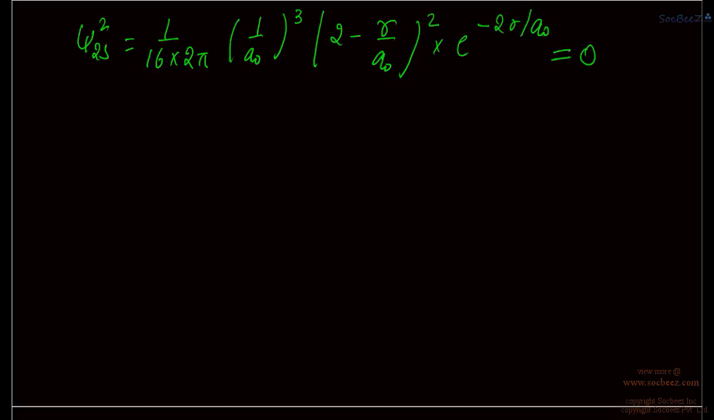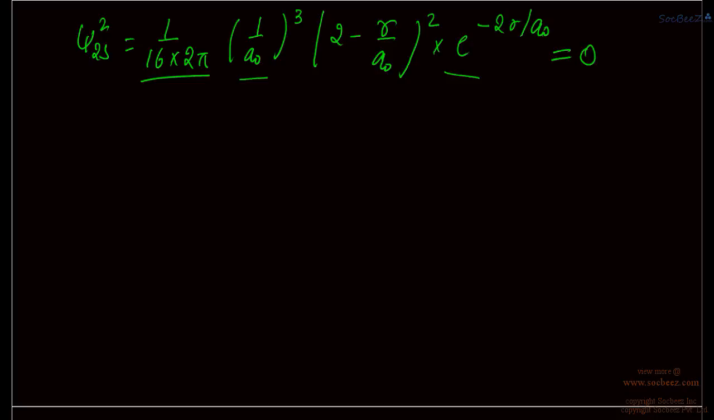Okay. This quantity should be 0 so that the electron is at the radial node, or the position that we are considering is the radial node. So there should not be any electron. Psi square 2s should be equal to 0. We know that 1 upon 16 into 2 pi is a constant term, so this cannot be 0. 1 upon A naught, since A naught is not infinity, so this can also not be 0.